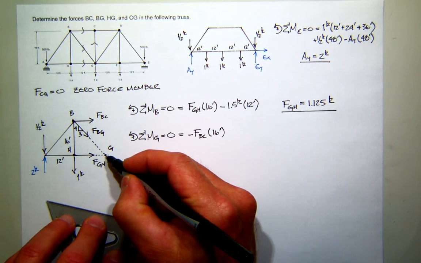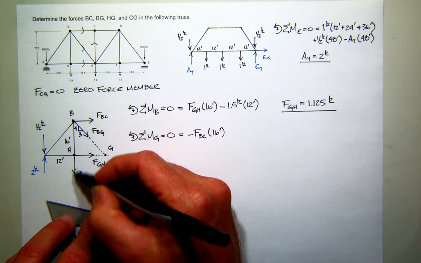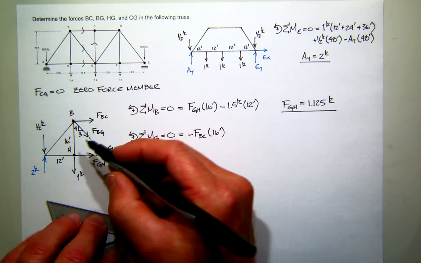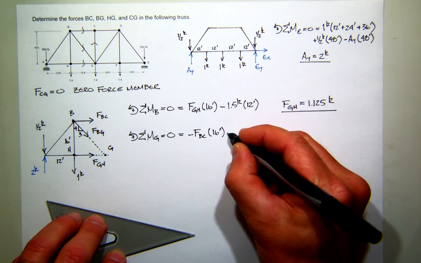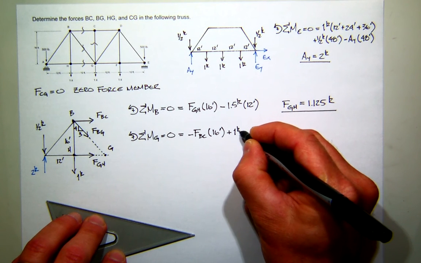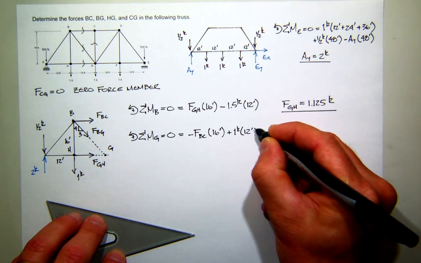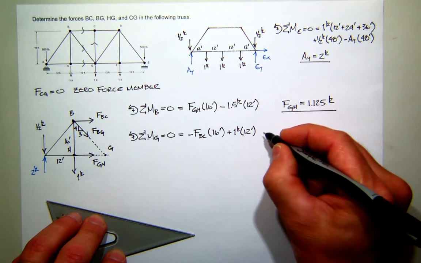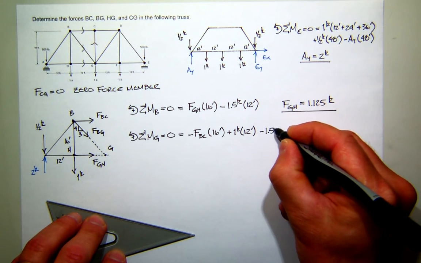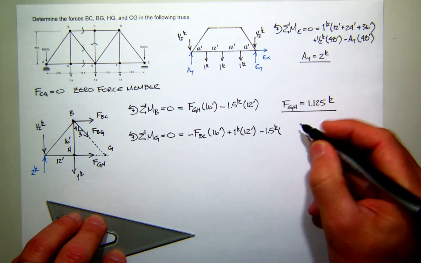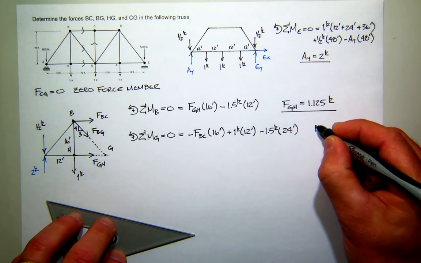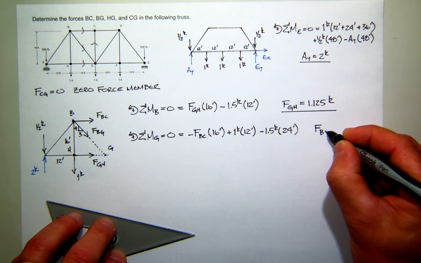And then what's left? Well, I have to deal with this 1 kip force, and then my composite 1.5 kip force. So I'll start with the 1 kip force here. That creates positive moment with the moment arm of 12 feet. And then my resultant force over here creates negative moment, so that's 1.5 kips. It has a moment arm of 24 feet. So what is the force BC?